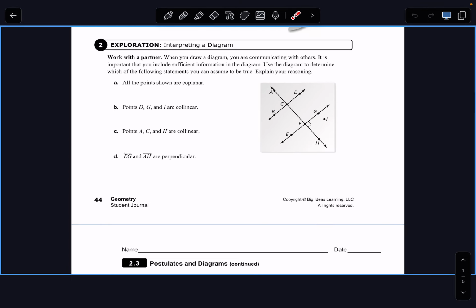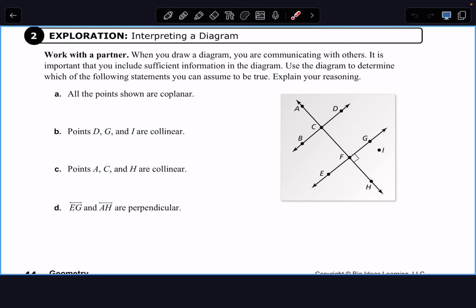Do you know what perpendicular means? Yeah, so true or false? Ready, set, go.